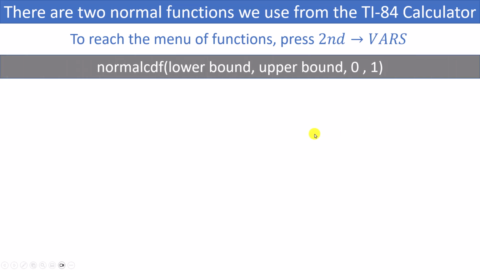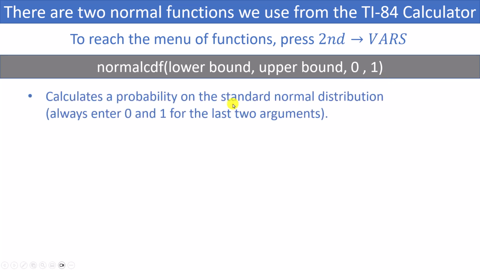The first function we will be using is called normal CDF. The inputs into this function are the lower bound, the upper bound, and 0 and 1. This will calculate the probability on the standard normal distribution if you enter 0 and 1 for the last two arguments. The 0 is referring to the mean of the standard normal or z distribution, which is 0, and the 1 is referring to the standard deviation, which is 1.